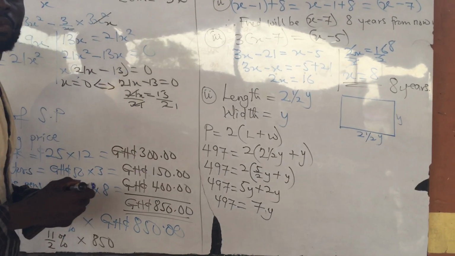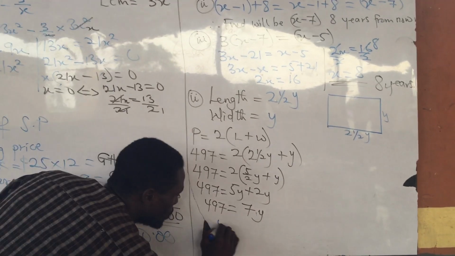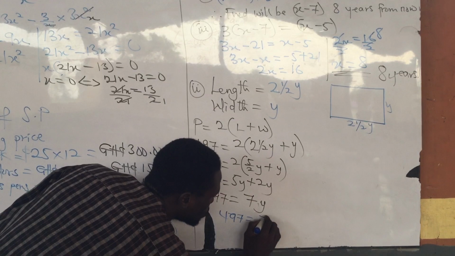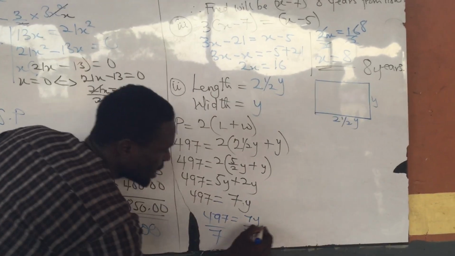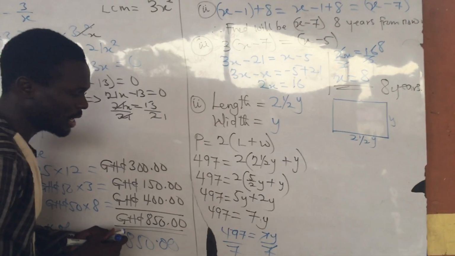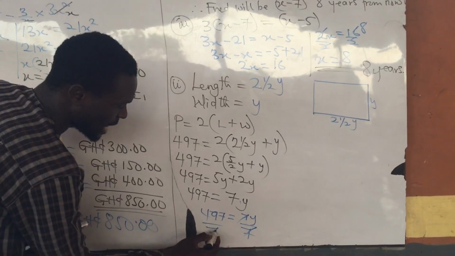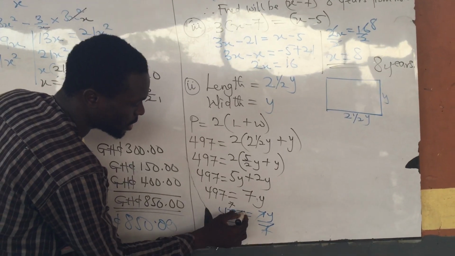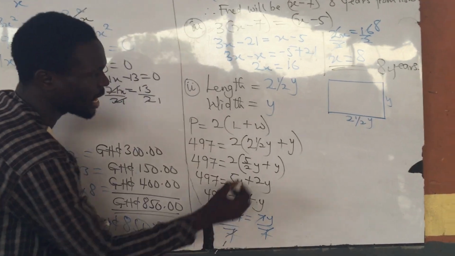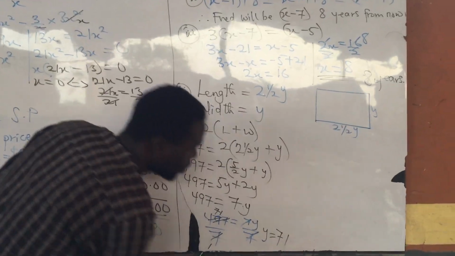What do we want? We want y. So divide both sides by 7. 497 is equal to 7y. Divide by 7, divide by 7. 7 will cancel out 7. Then 7 will go into 497 how many times? 7 into 49, 7 times. 7 into 7, 1 time. So y is equal to 71.